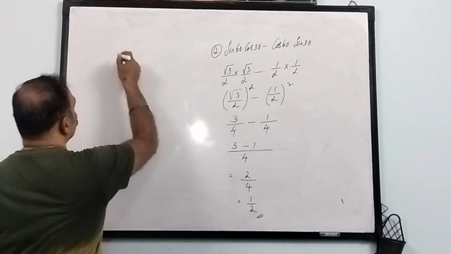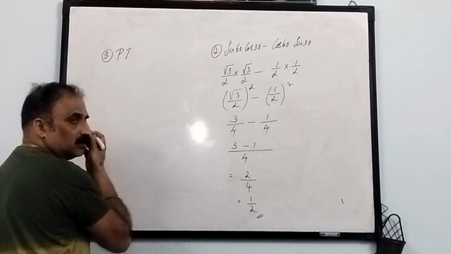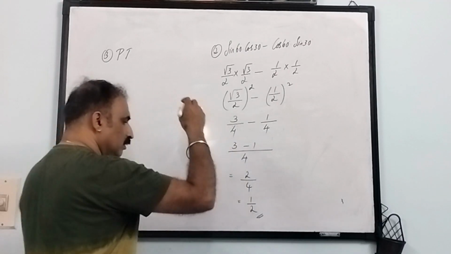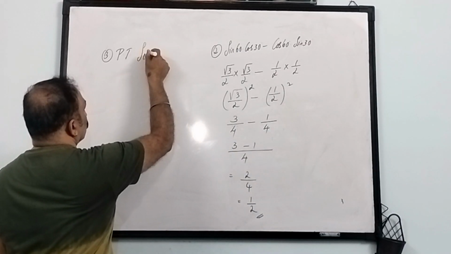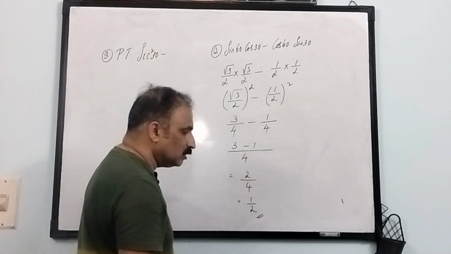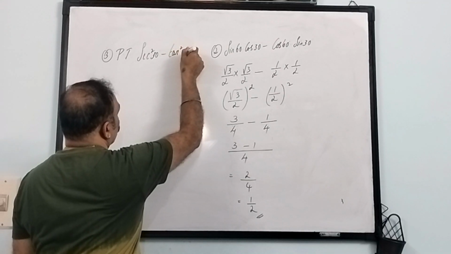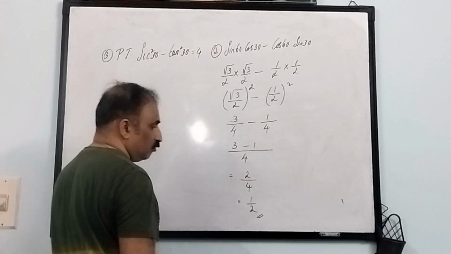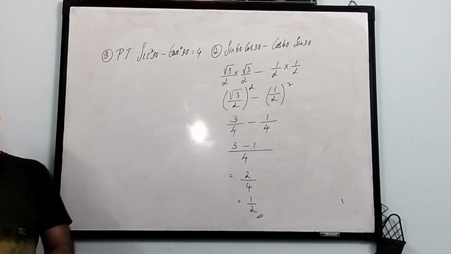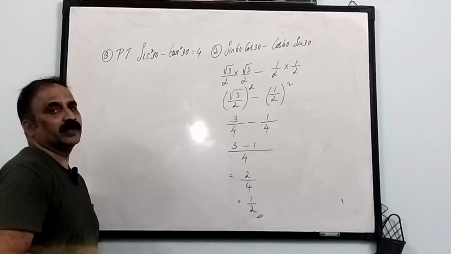Third one, prove that secant square 30 degrees minus tan square 30 degrees equals 4 over 3. To prove it, now secant square 30. As I told you, just remember cos, then you can get the secant value.